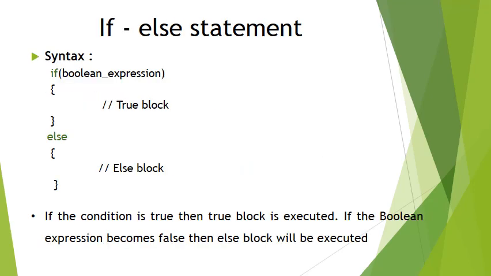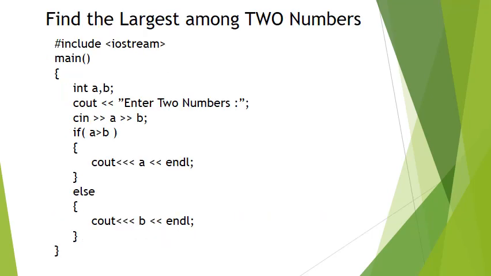Next one is if-else statement. The syntax is if, you have to give a Boolean expression. If this Boolean expression is true, the true block will be executed. After that you have to give an else part. And if the Boolean expression is false, the else part will be executed. Okay. Now we can see an example.